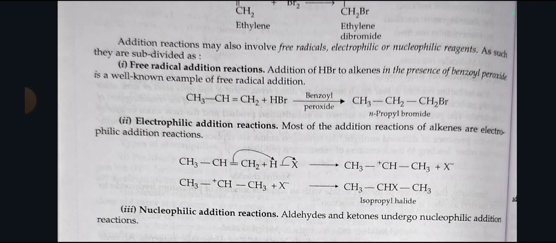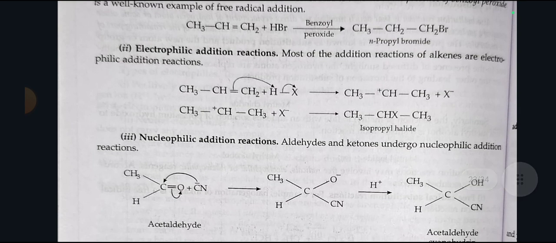Addition reactions may also involve free radical, electrophilic or nucleophilic reagents, and are subdivided as: first, free radical addition reaction. Addition of HBr to alkenes in the presence of benzoyl peroxide is a well-known example of free radical addition. CH3CH=CH2 plus HBr, in the presence of benzoyl peroxide, gives CH3CH2CH2Br, n-propyl bromide.